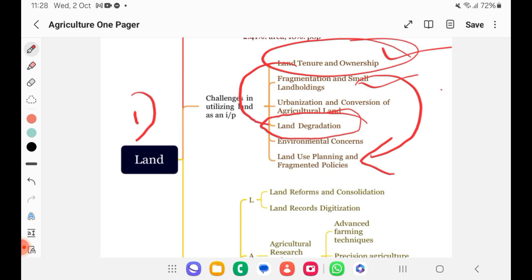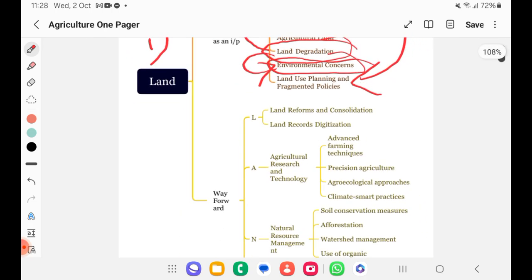Then when you talk about land degradation, it is related to environment. So environment concerns also are there. So land tenure and ownership, land degradation, environmental concerns and fragmentation of land as well as policies. Then we have urbanization and conversion of agricultural land. So these are the concerns. So what is the way forward?